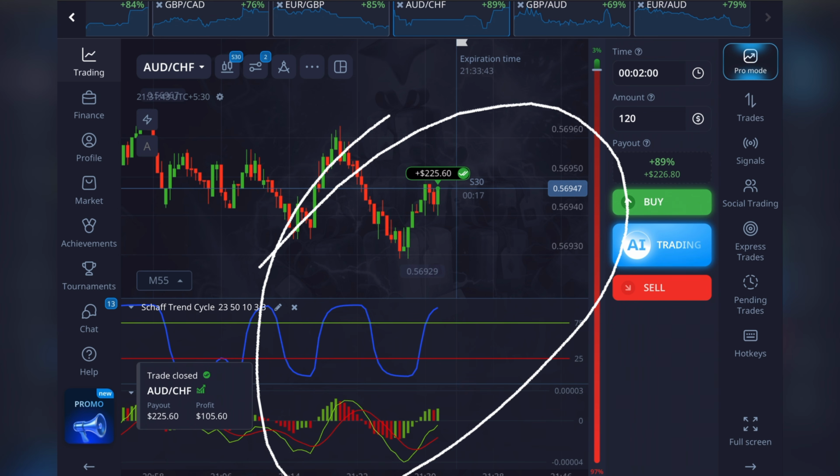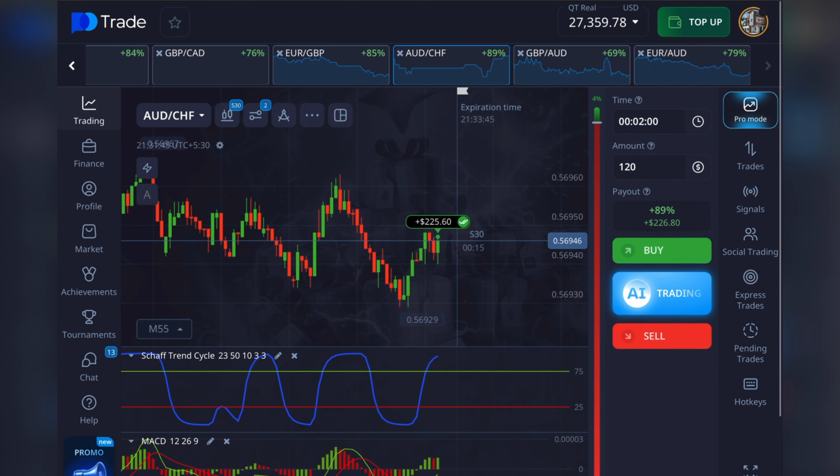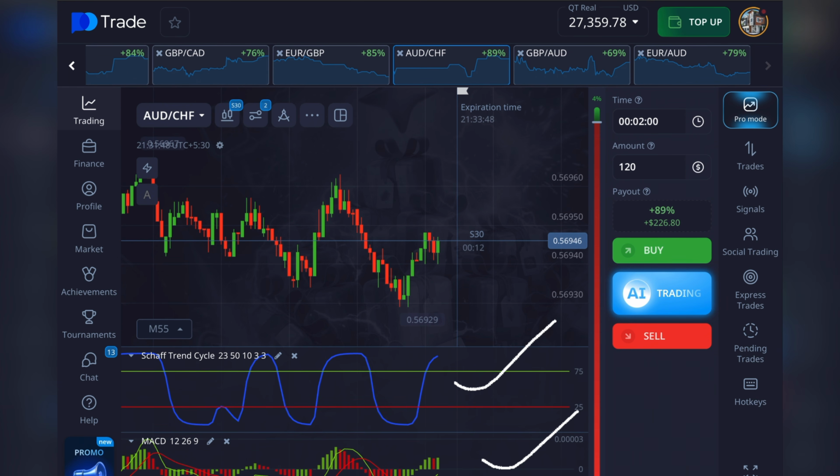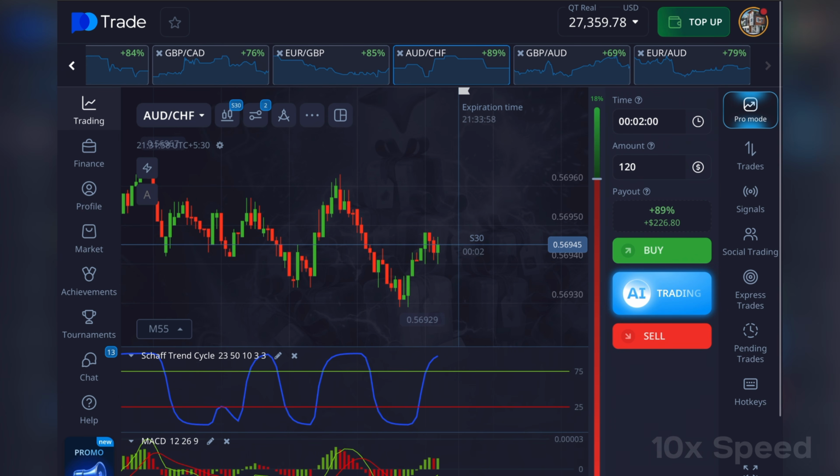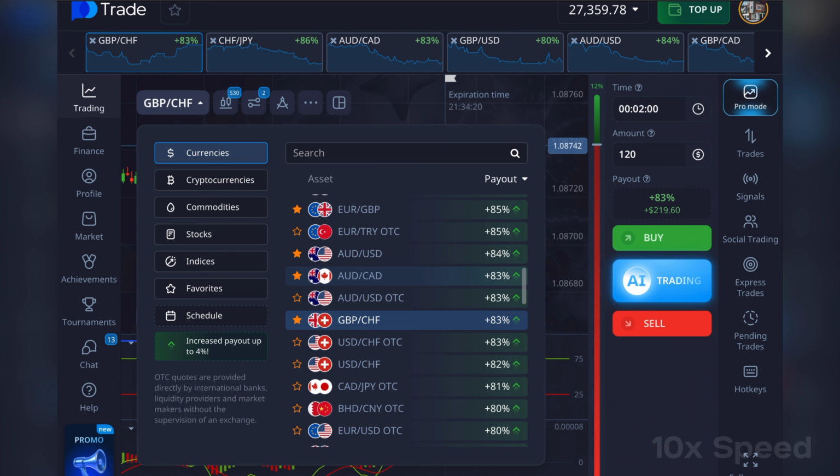This setup also closed in the expected direction. The important point here was how both indicators supported the same momentum shift. Now, let's move to the next chart and look for another clear example.